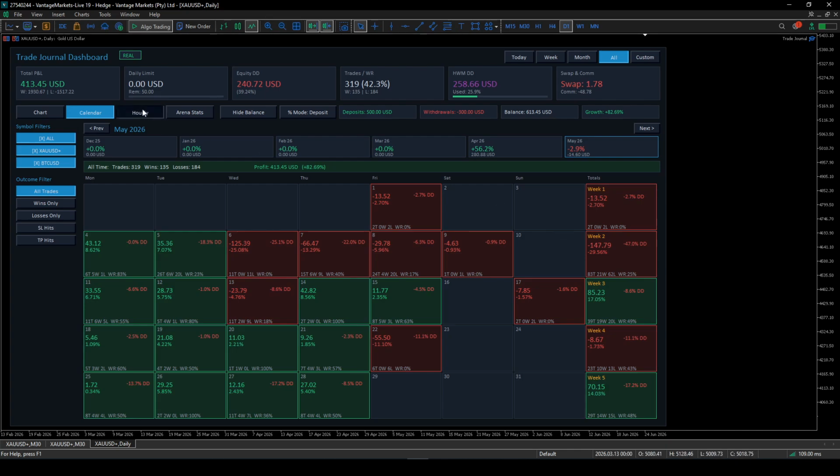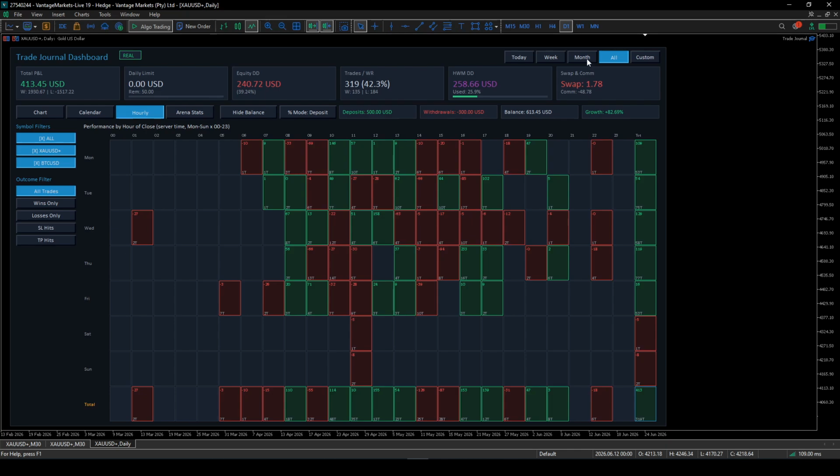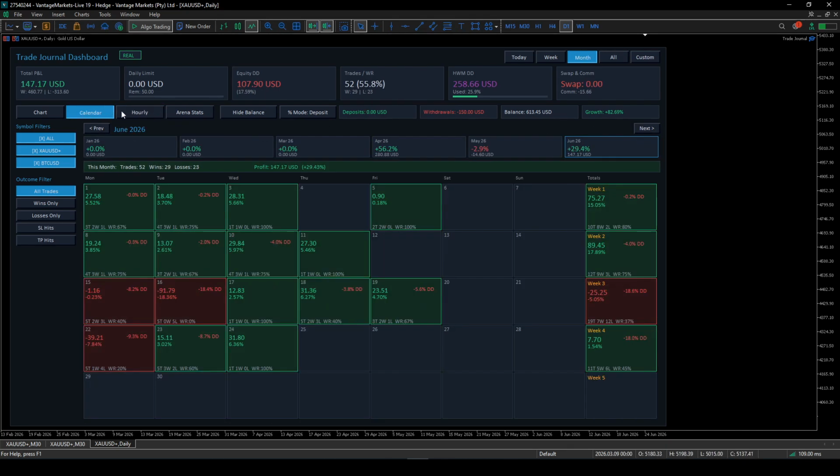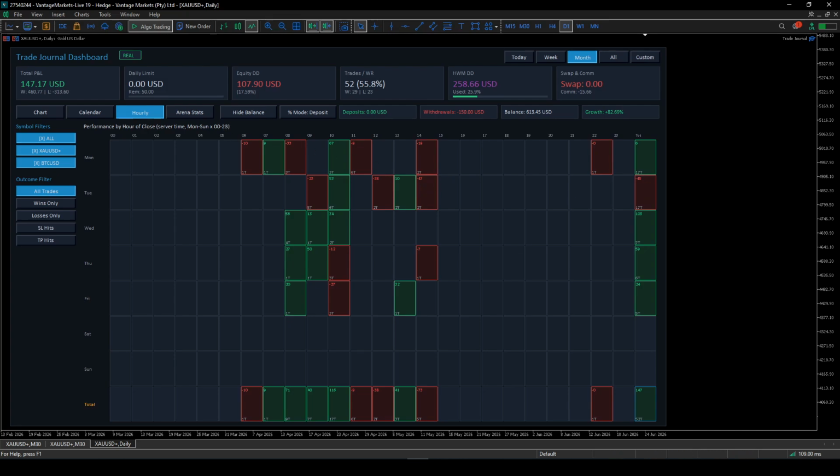And the hourly tab, if I show you the hourly tab, let me go to it in here. The hourly tab is something most trading journals completely miss. This is a 7-day by 24-hour performance grid. Every row is a day of the week, every column is an hour of the day, and each cell shows you your profit and trade count for that specific combination, right?